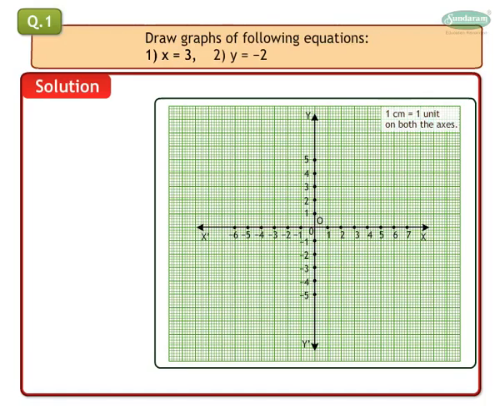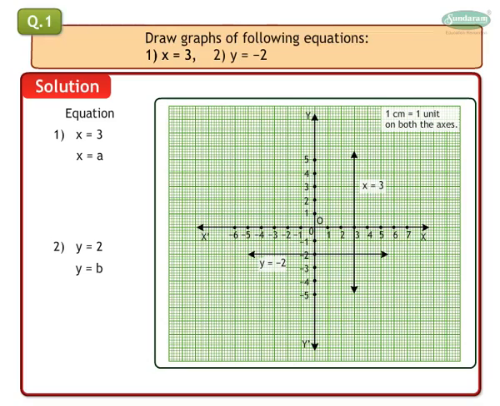and write on the right hand side of the paper. Now the first equation is of the type x is equal to a, so the line is parallel to y-axis. We therefore draw a line parallel to y-axis at a distance of 3 units to the right of our origin. Similarly, the second equation is of the type y is equal to b. Hence, this line will be parallel to x-axis. We therefore draw a line parallel to x-axis below the origin at a distance of 2 units.